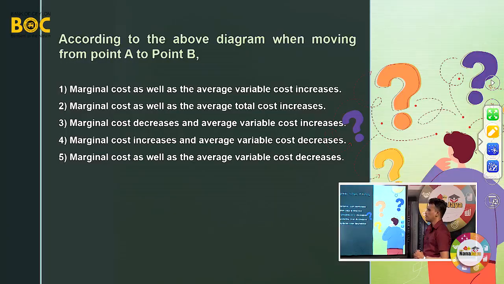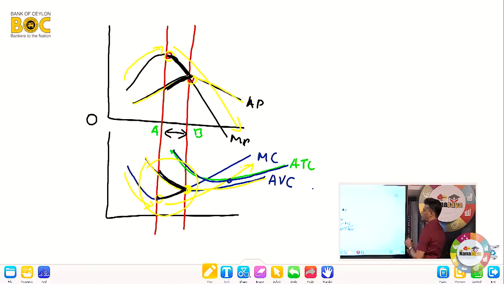Second one, marginal cost as well as average total cost increases. Wrong. Marginal cost decreases. Wrong. So we should not read the rest of the answer, as the first part itself is wrong. Marginal cost increases, correct, and average variable cost decreases. We will go back to the diagram. Yes, marginal cost increases and the average variable cost decreases.